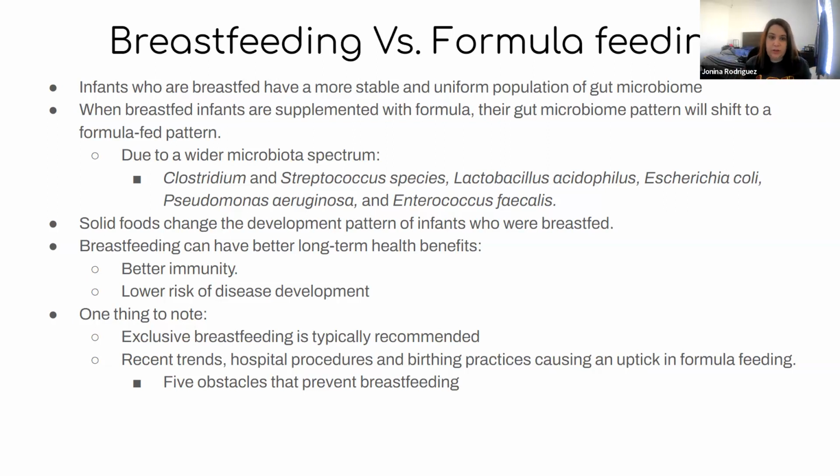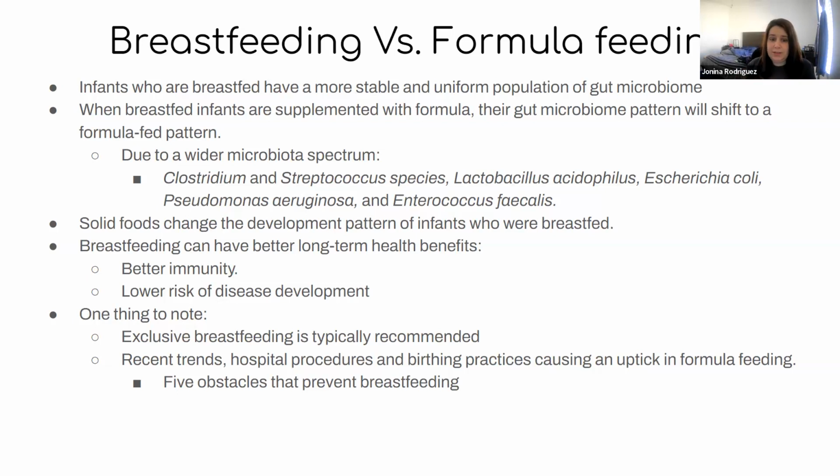And then once you introduce solid foods around 6 to 7 months, that also changes the breastfed infant's patterns to a formula-fed pattern. And then as we know, breastfeeding can have long-term health benefits, which means better immunity and better development of T cells. It also lowers the risk of disease development, such as type 1 diabetes, irritable bowel disease, obesity, type 2 diabetes, and cardiovascular disease.